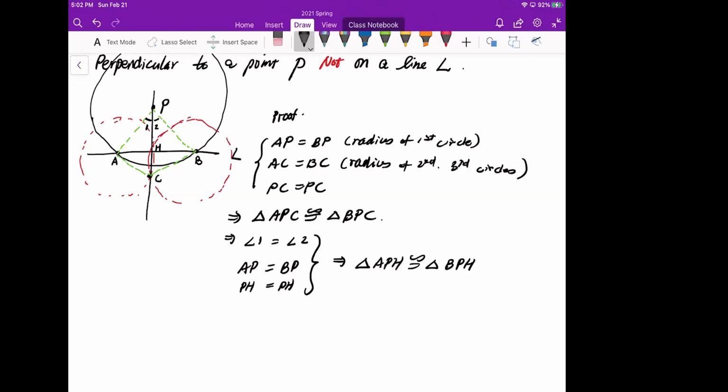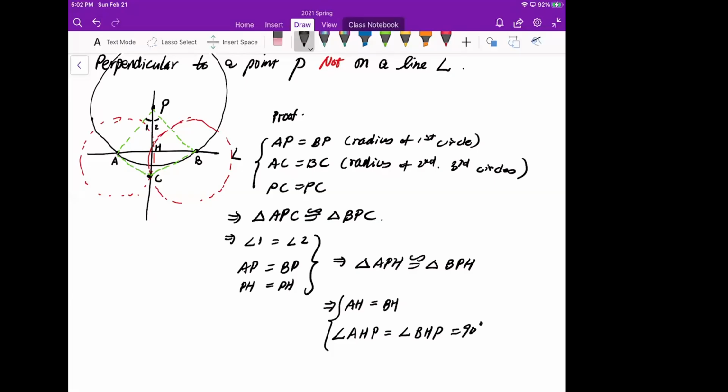Because of that, this implies the following: AH equals BH. And furthermore, angle AHP equals angle BHP, and that must be equal to 90 degrees. Why? Because the sum of them is equal to a straight angle, 180 degrees, and therefore each of them must be 90 degrees. Okay, and we are done, right?